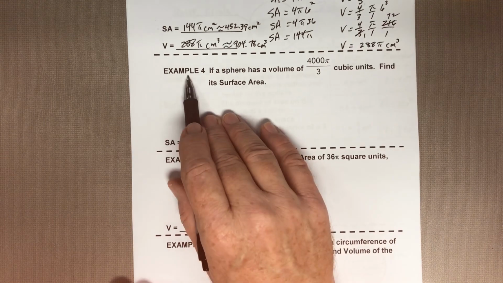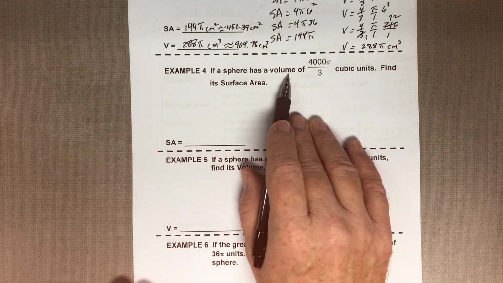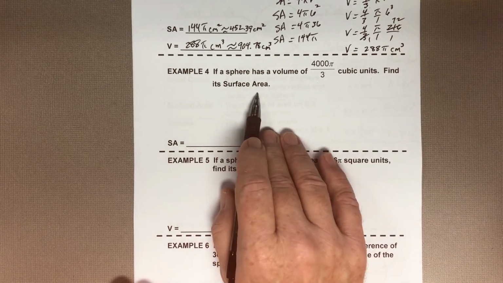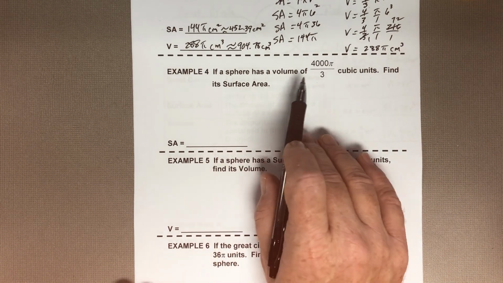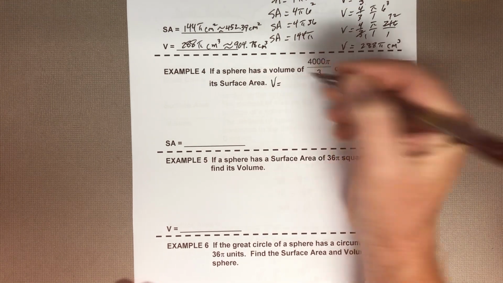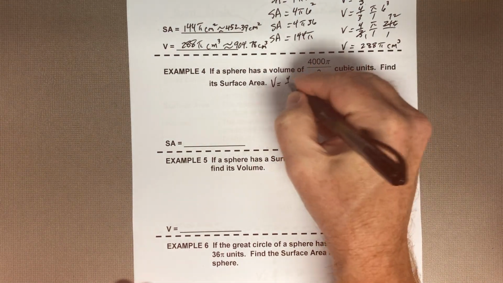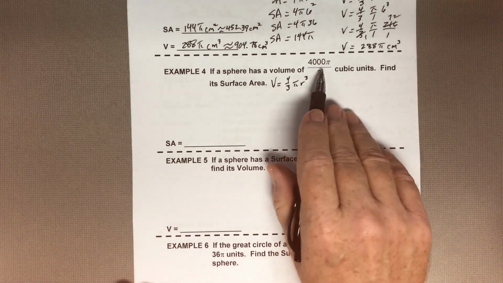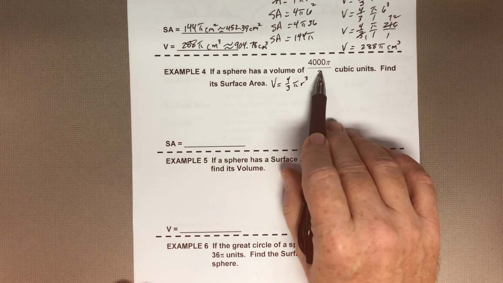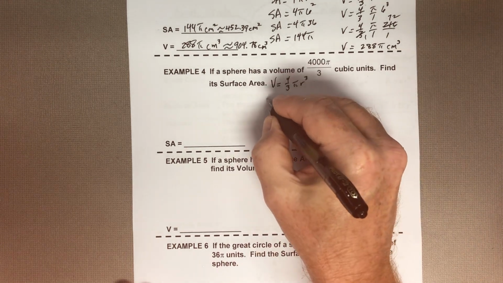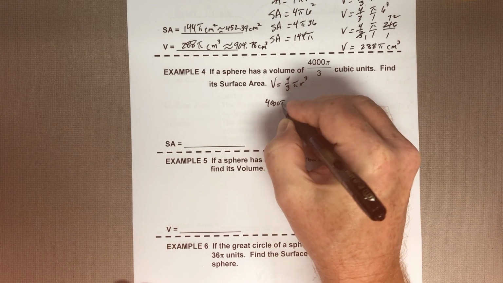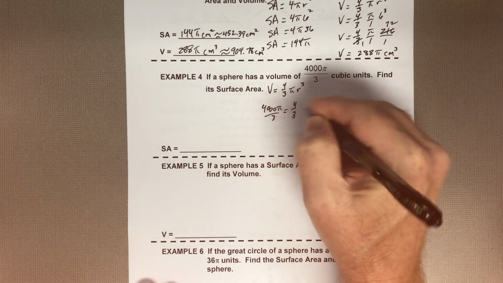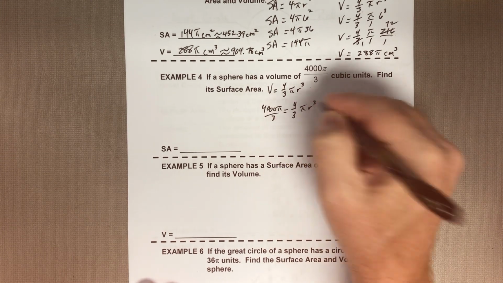Example number 4 says, if a sphere has a volume of 4,000 pi over 3 cubic units, find its surface area. Okay, well, if we start with volume, let's write the formula for volume of a sphere, which is 4/3 pi r cubed. Okay, all right, and then let's substitute in what we know. Well, we know this volume, all right. So the volume, 4,000 pi divided by 3, is equal to 4/3 pi times the radius cubed.